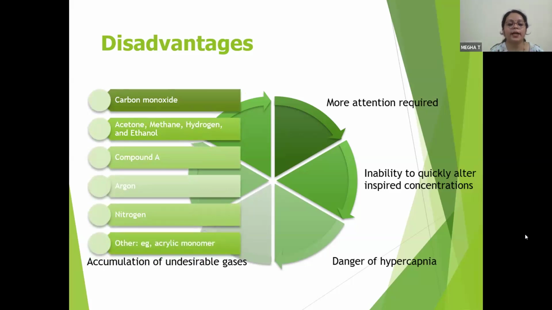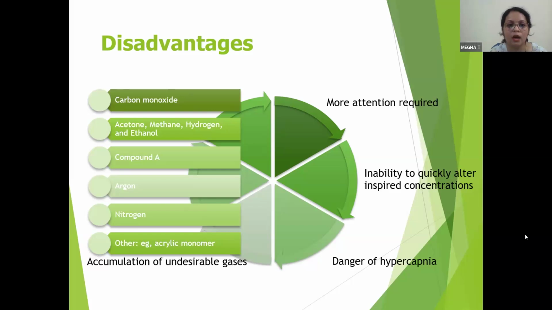The problem with carbon monoxide is that usually when desiccated soda lime is used, carbon monoxide is said to accumulate. Also when Baralyme is used, which has barium hydroxide, which is not used in India, it can cause carbon dioxide accumulation. Acetone and methane accumulate in very small quantities, so nothing to worry about. But it's said that if a patient is intoxicated with alcohol or has diabetic ketoacidosis, then acetone can accumulate. Hence, a fresh gas flow of at least 1 liter per minute to wash this out is needed.